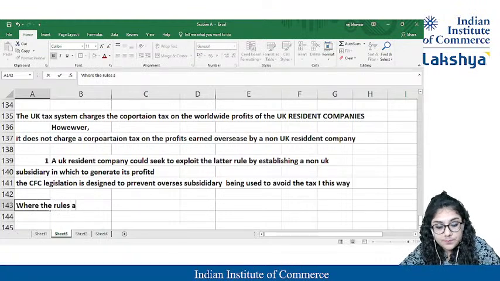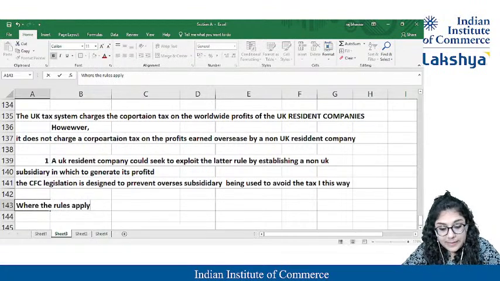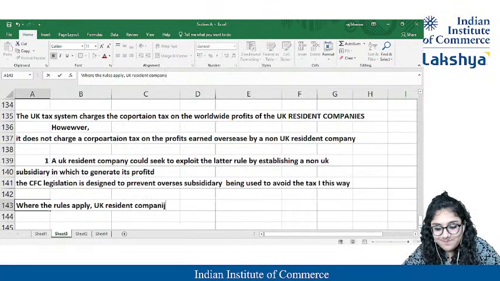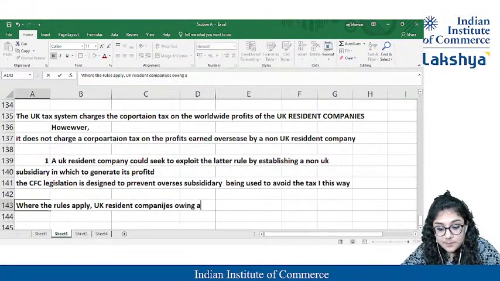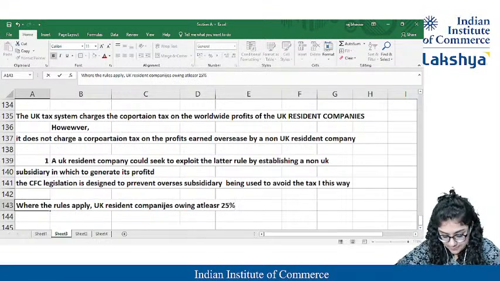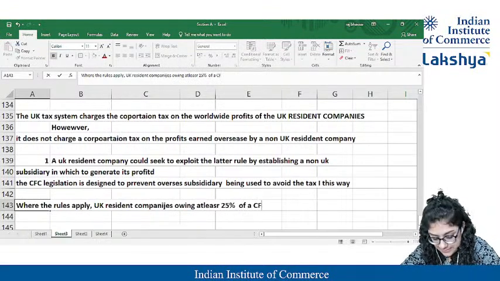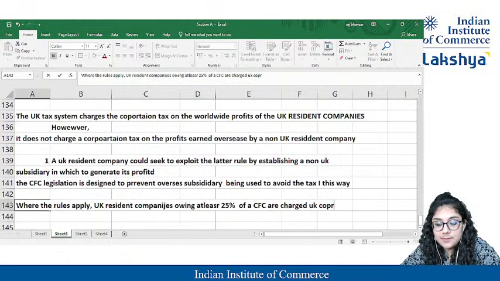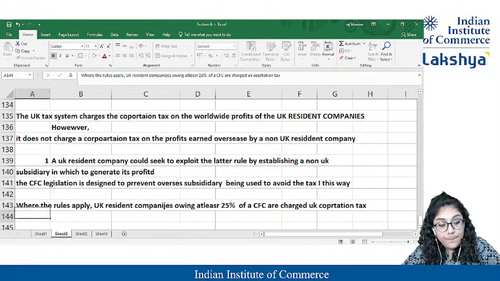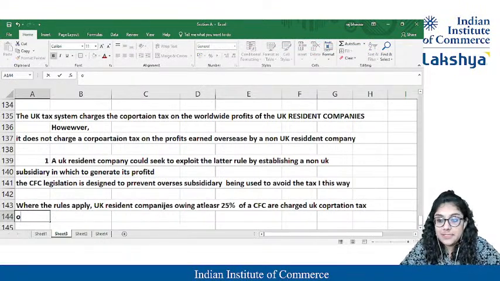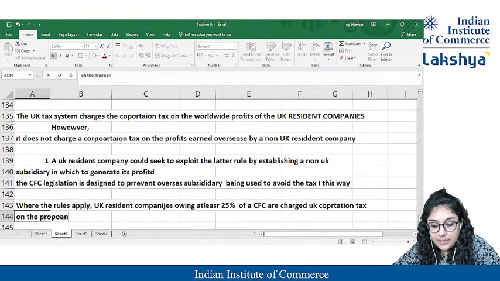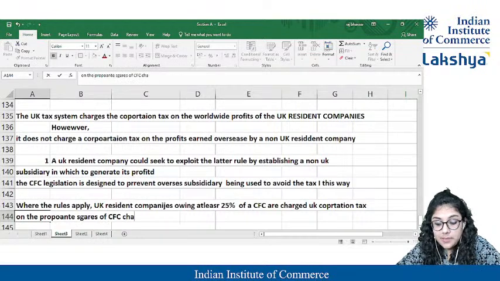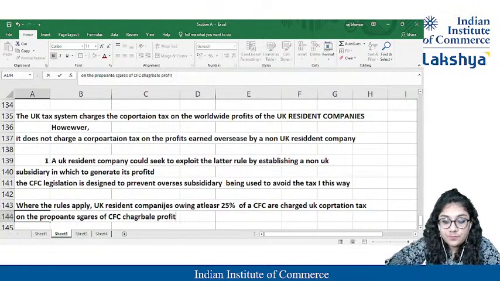Where the rules apply, UK resident companies owning at least 25% of a CFC are charged UK corporation tax on their proportionate share of the CFC's chargeable profit. I hope everyone is clear.